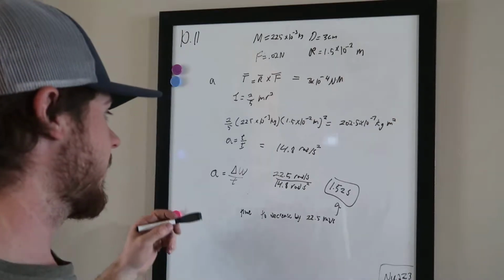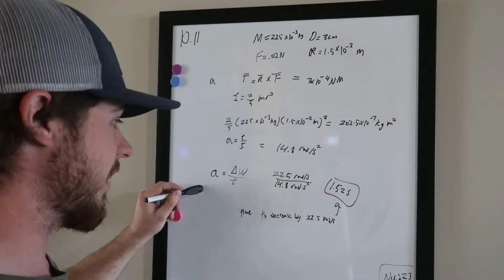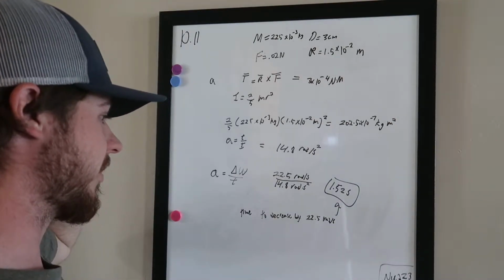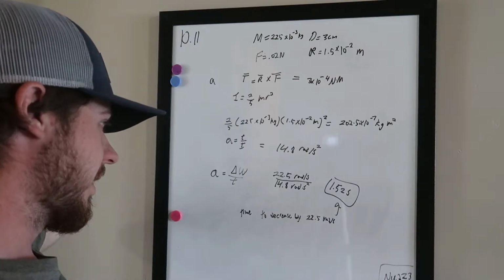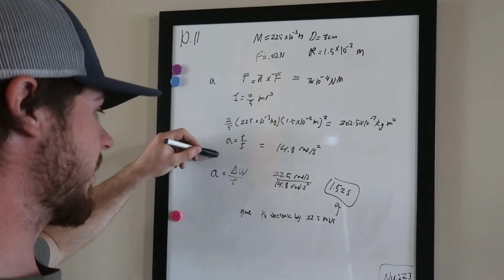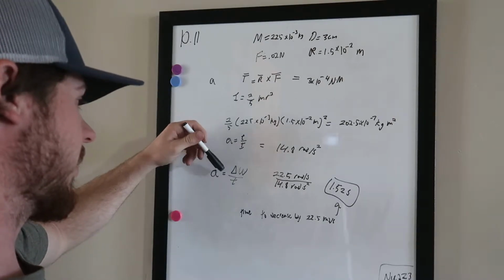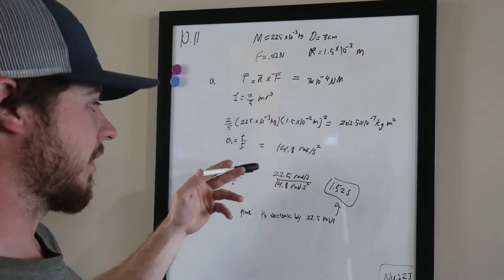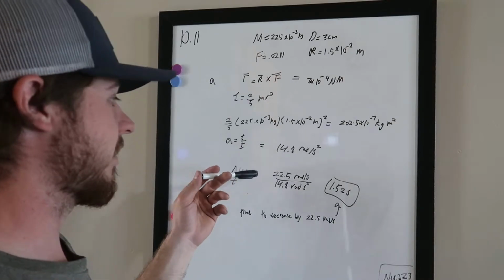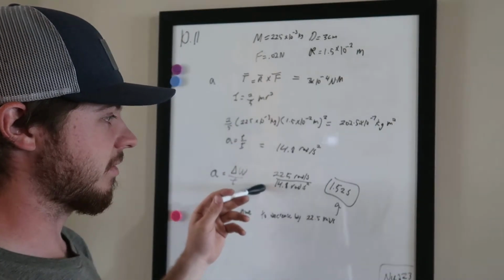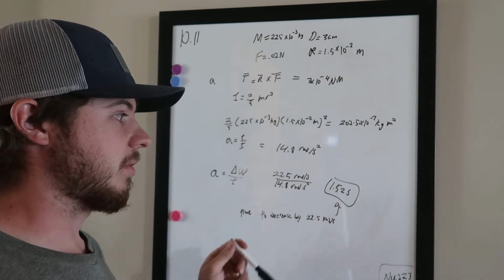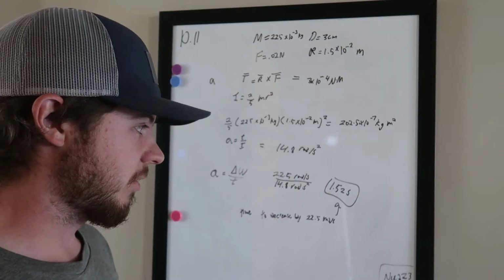And then for part B, we want to know the time it would take to decrease by 22.5 radians a second. And so we have the change in angular velocity or angular speed over the acceleration. And so that's going to be 22.5 radians a second divided by 14.8 radians a second squared, which is going to be equal to 1.52 seconds.